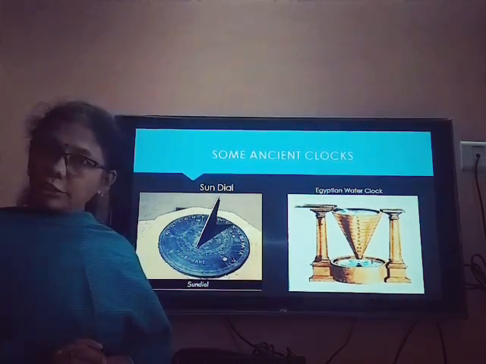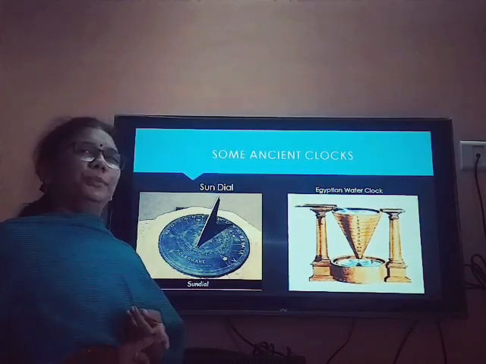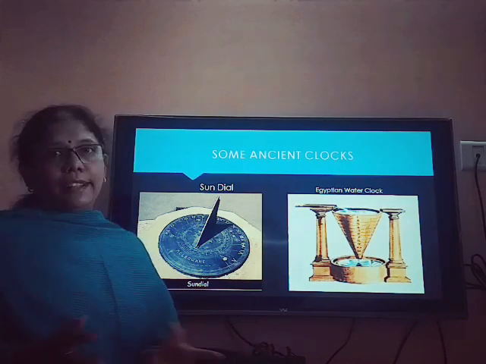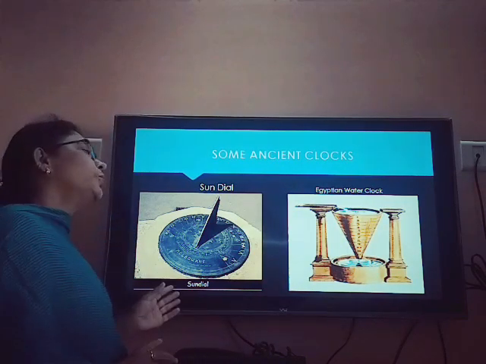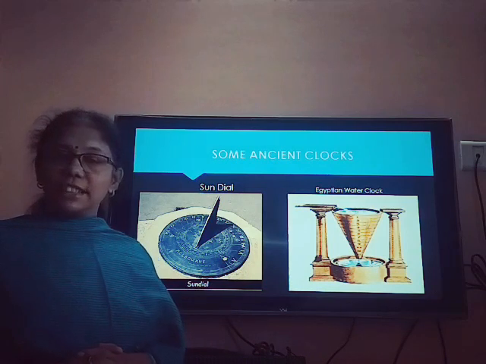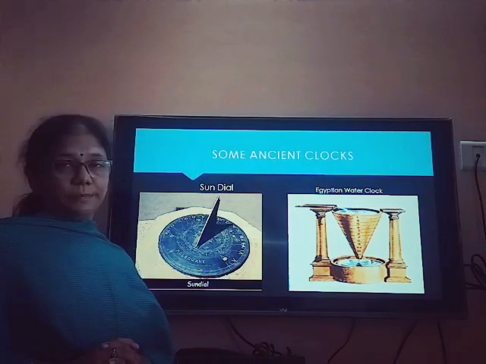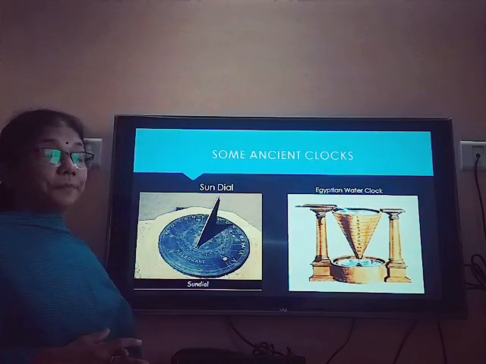What is the disadvantage of this clock? This cannot be used at night because there is no light then, right? And this also cannot be used if the weather is cloudy or there is no sun. If it is raining, you cannot use this.